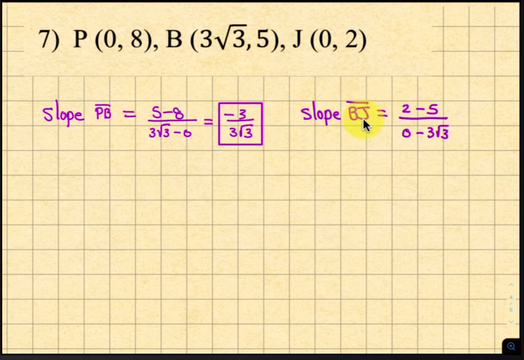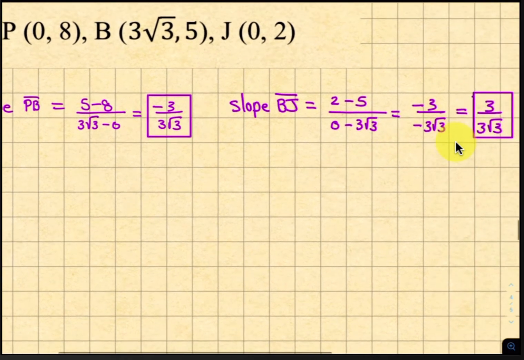Next, let's find the slope of BJ. That would be 2 minus the 5 divided by 0 minus 3 radical 3. So that 2 minus 5 is -3, and then 0 minus 3 radical 3 is -3 radical 3, and then the negatives cancel each other. So this slope is 3 divided by 3 radical 3.